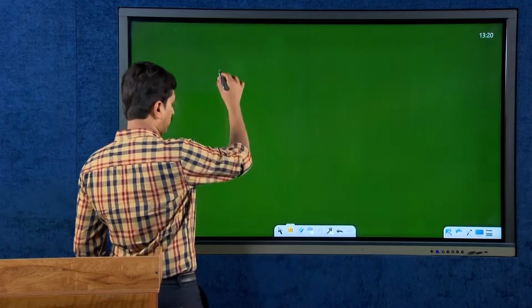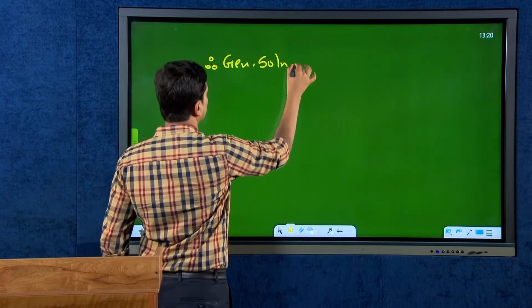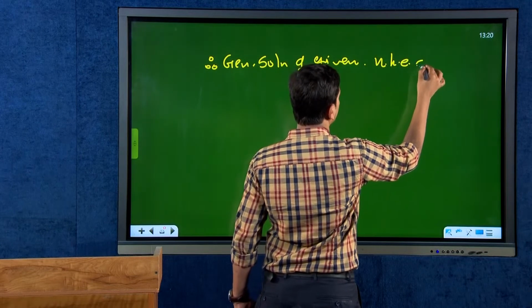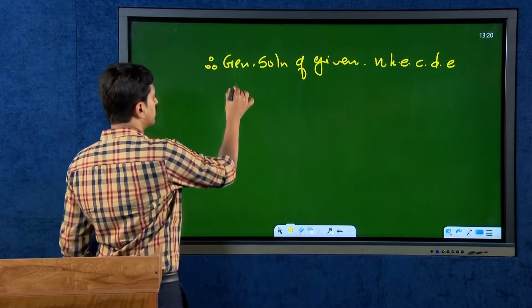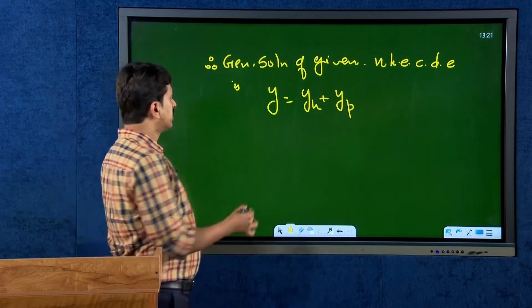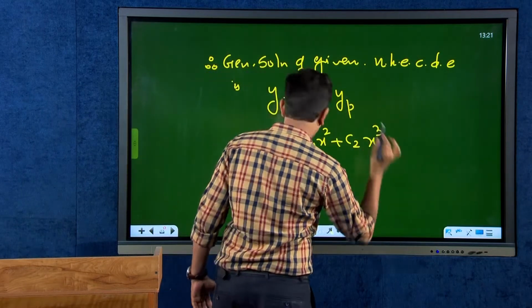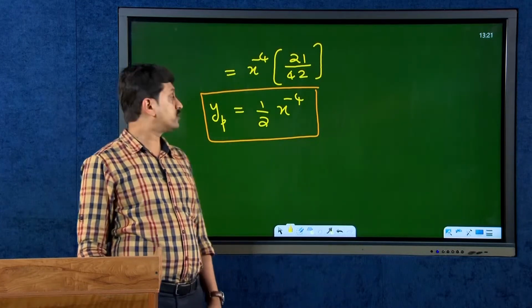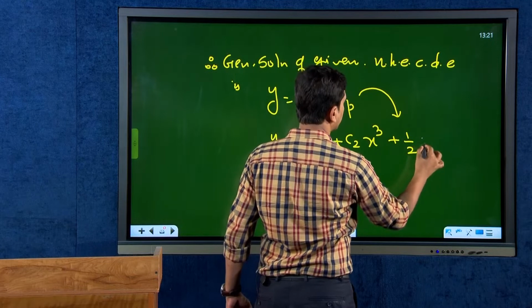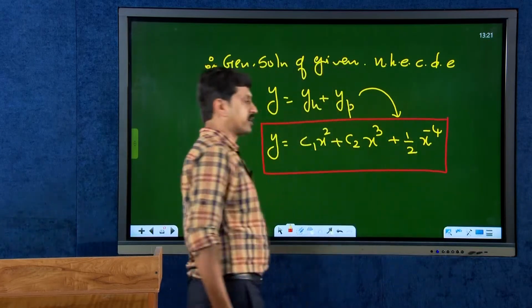Therefore, the general solution of the given non-homogeneous Euler Cauchy differential equation is y is equal to yh plus yp. We already found yh as y is equal to c1 x square plus c2 x cube, and finally, we found yp as 1 by 2 x raised to minus 4. So, finally, the yp is here. So, we can write yp as 1 by 2 x raised to minus 4. So, this is the general solution of the given non-homogeneous differential equation.